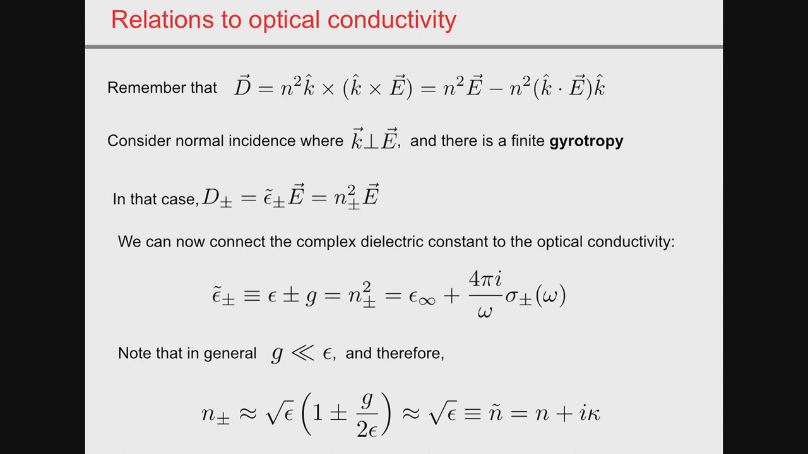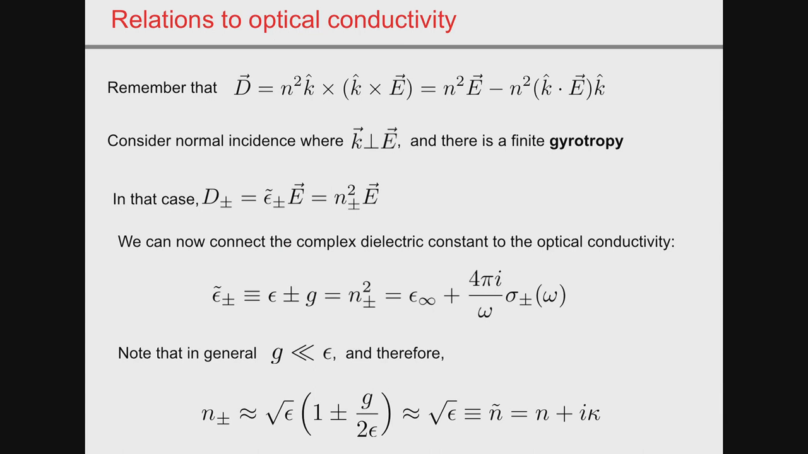There are further manipulations in order to connect it to the optical conductivity, but in general, the dielectric function, if you remember, is 1, or epsilon infinity if I have other contributions, that is a constant, plus 4 pi i over omega times sigma, right? That's in general the relation between the dielectric function and the conductivity. So it continues to be the same relation now between the dielectric function for right and left circularly polarized light and the optical conductivity for right and left circularly polarized light.